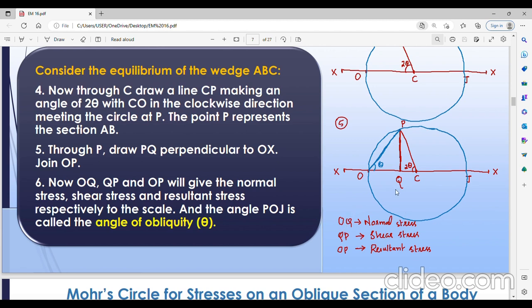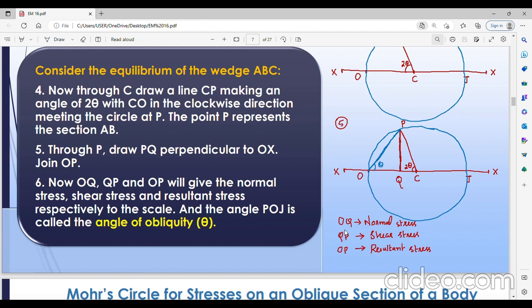For example, OJ is nothing but the normal stress, QP is nothing but the shear stress, OP is nothing but the resultant stress. So you got the values which we calculated by the analytical method in a very simple manner by using Mohr's circle. This is how you have to find the different stresses. It is a very easy method.